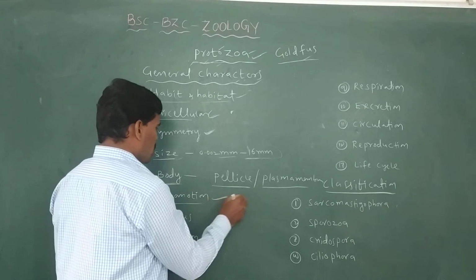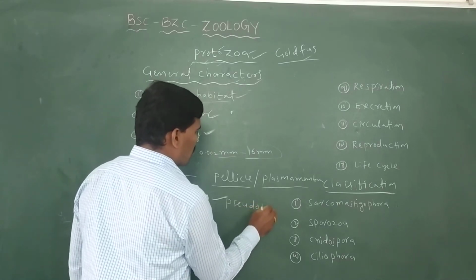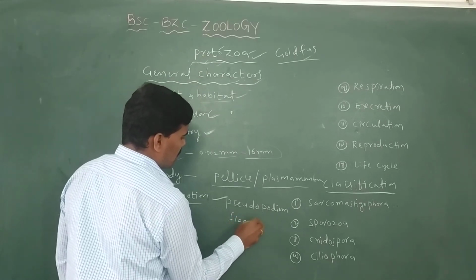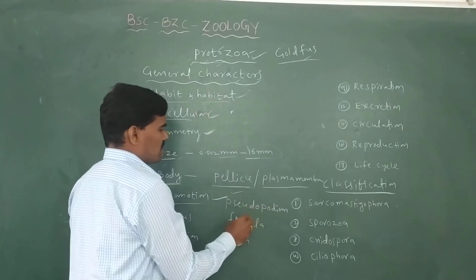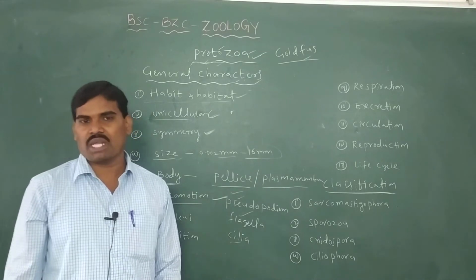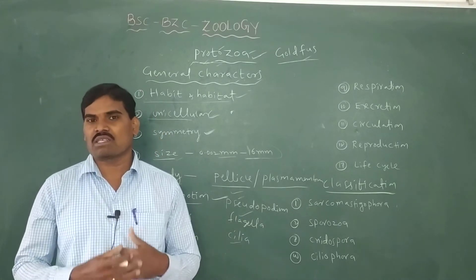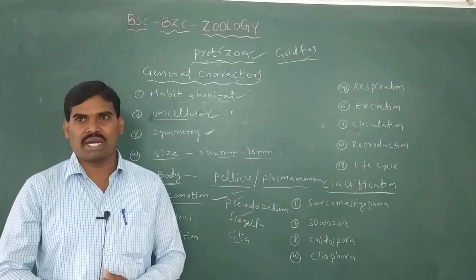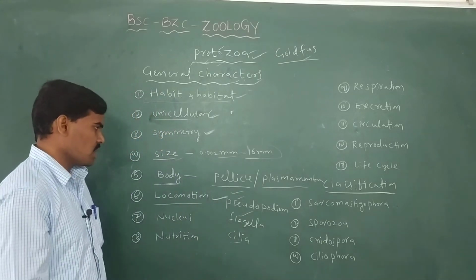Locomotory organs are present. The locomotory organs in the protozoa are pseudopodia, flagella and cilia. So there are three types of locomotory organs, used for moving from one place to another, walking or swimming, creeping or crawling, and capturing food materials.